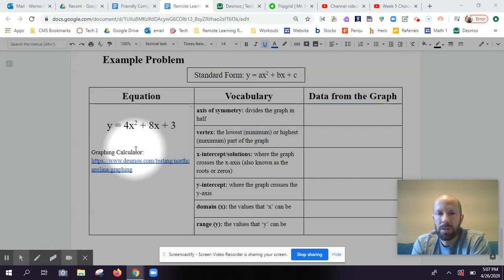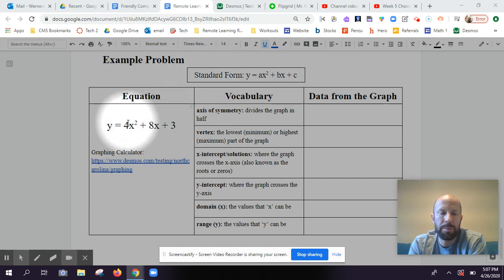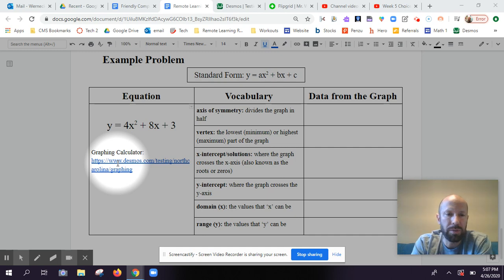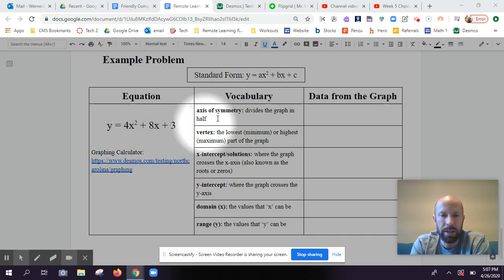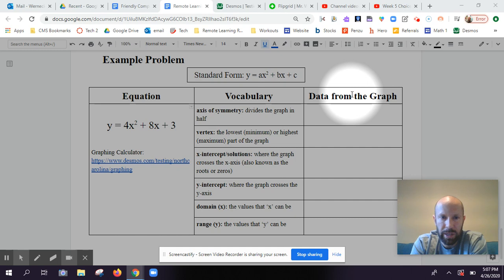Welcome back. So this is the last part I'd like to show you. One more example. In this example, the graph is not there. Instead, the equation is there, 4x squared plus 8x plus 3. So using this link here, the graphing calculator, we will be able to provide ourselves what the graph is going to look like and then be able to answer the questions that we need, interpreting the information from the equation and getting the needed data that we need.